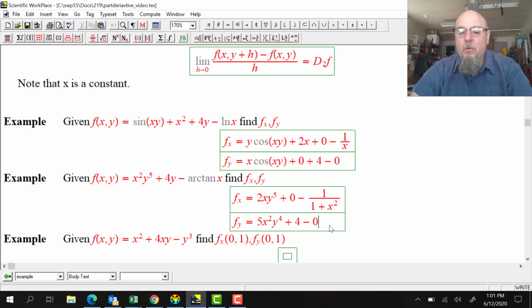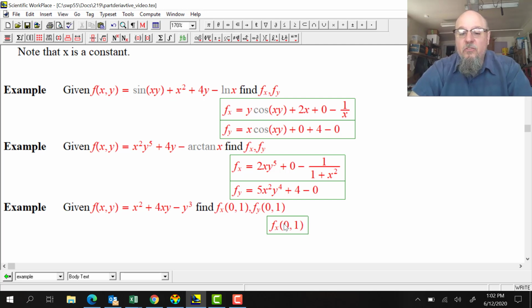Now we've done two examples, and these two examples make it look pretty straightforward. Good. It should be pretty straightforward. The next example, the differentiating is just as straightforward, but it's just a notation. Notice that I get a formula in here. Here I have a function, x squared plus 4xy minus y cubed, and we're asked for f sub x evaluated at 0, 1.